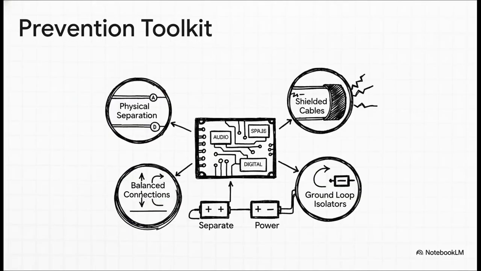So, how do we block those escape routes we talked about? Here's your toolkit. To fight that capacitive crosstalk, physical separation is your number one weapon. Keep those digital and analog traces far apart on your board. Shielded cables do the same thing for your wiring. To combat the grounding issues, you want to use things like ground loop isolators and balanced connections, which are literally designed to reject this exact kind of interference. And to prevent that power supply coupling, use separate power supplies or at least dedicated regulators for your analog and digital sections. You've got to keep their noise isolated from each other.